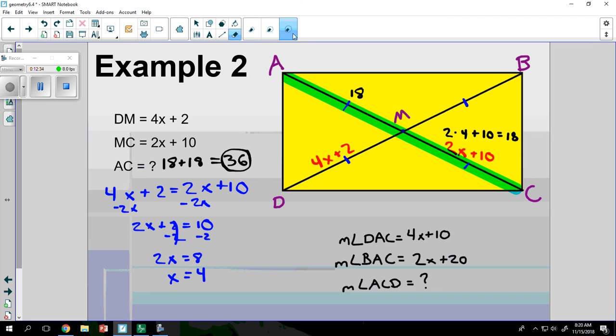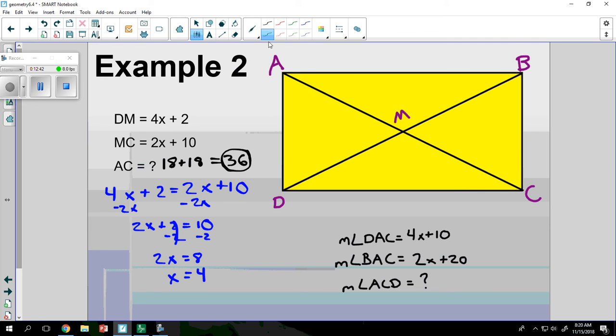What I'm going to do at this point is go ahead and erase some of the stuff that I'd marked up there so there's not too much going on in the picture. And we've got angle DAC. Tracing that out, D to A to C is this angle, and I've got that it is 4x plus 10. And then over here, angle BAC, this one is 2x plus 20. And I want angle ACD, so I'm just going to put a question mark there.